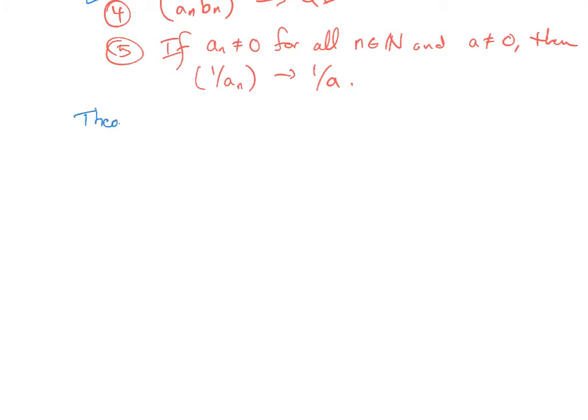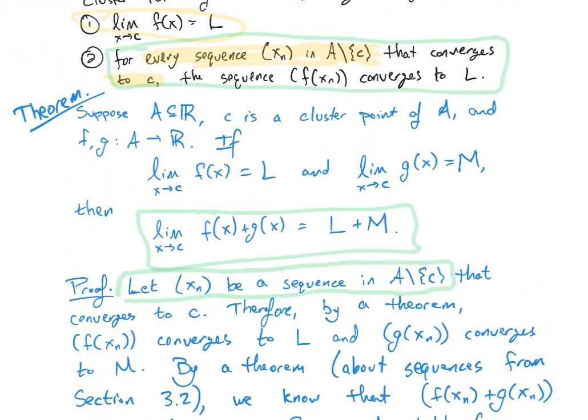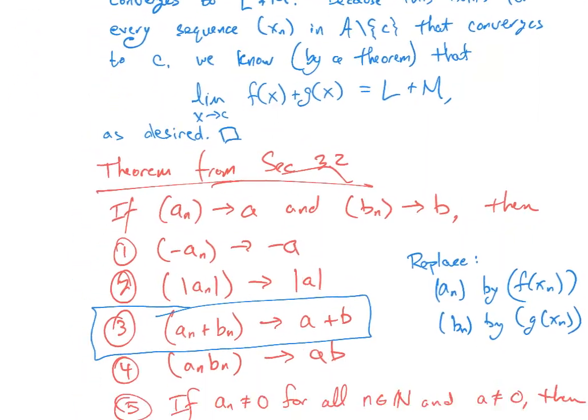Theorem, it is essentially 4.2.4 in the textbook. Let's do the hypotheses first. They are our standard hypotheses. So we've got a subset A, we've got a cluster point, and we've got functions from A to R.